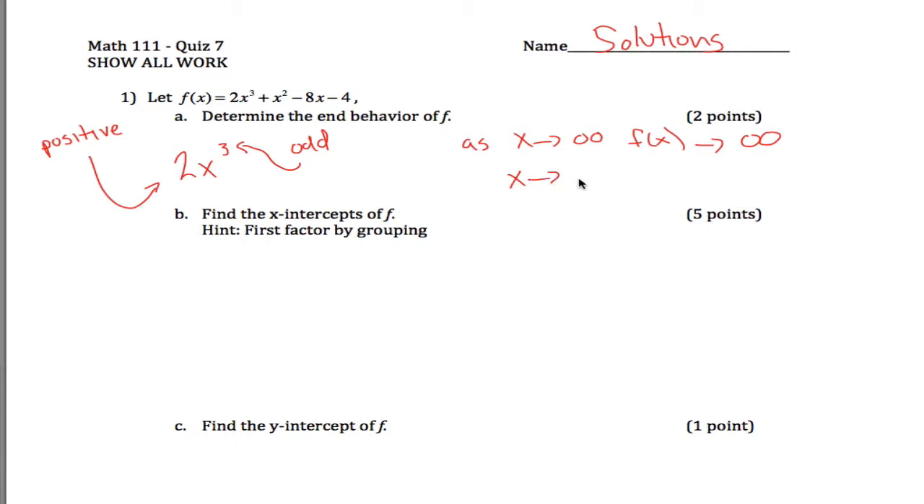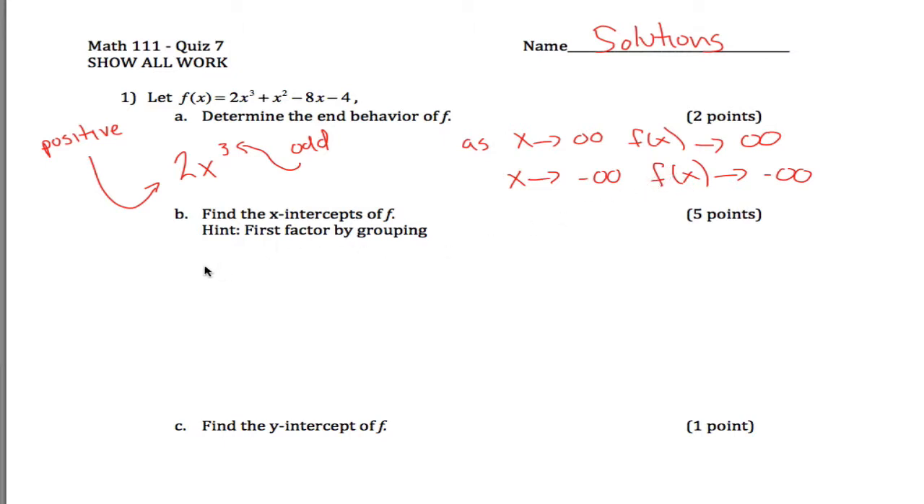And as x goes towards negative infinity, as we go to the left, f of x is going to go down. F of x will go towards negative infinity. Kind of picture the graph of x cubed. That's what happened there. Multiplying it by 2 just stretches it. It doesn't change the end behavior at all.